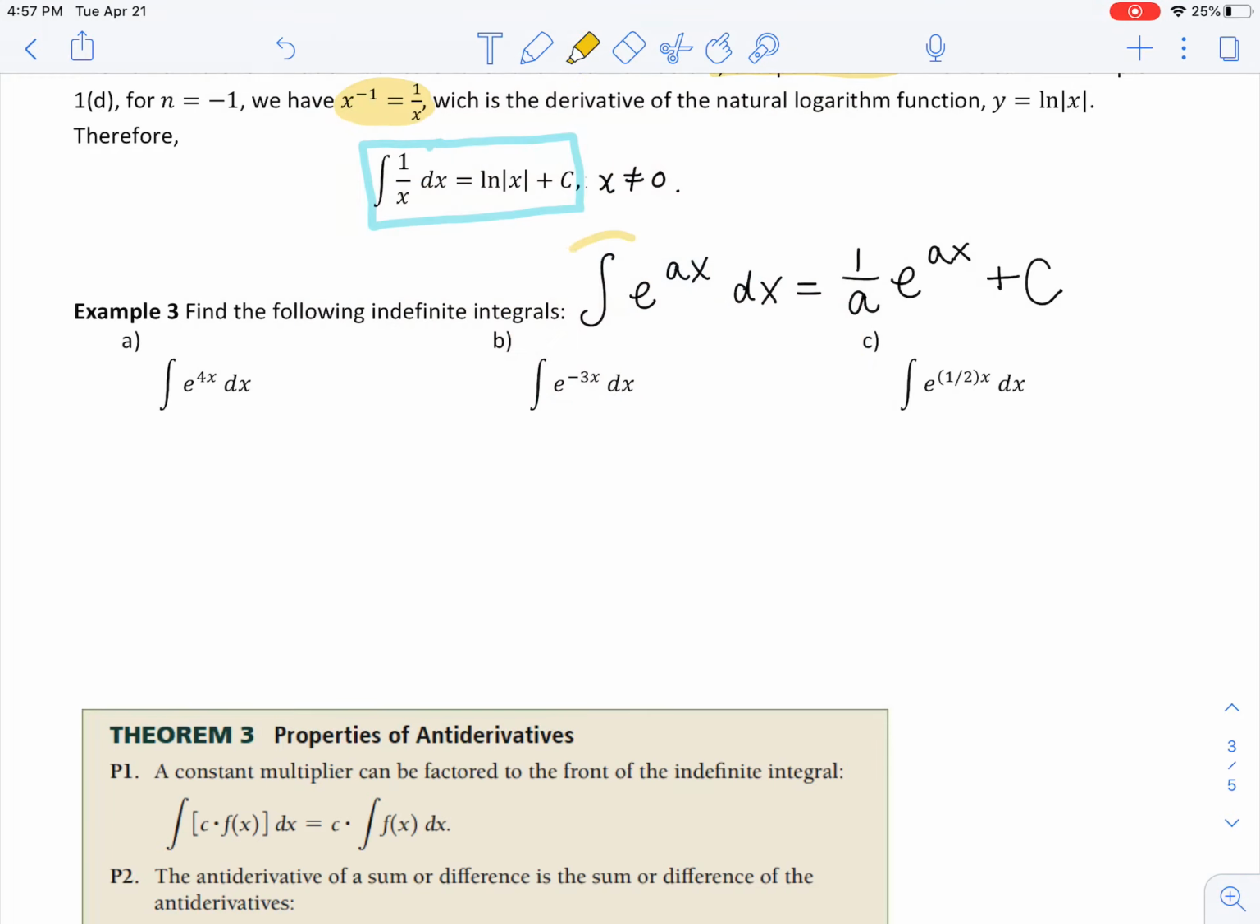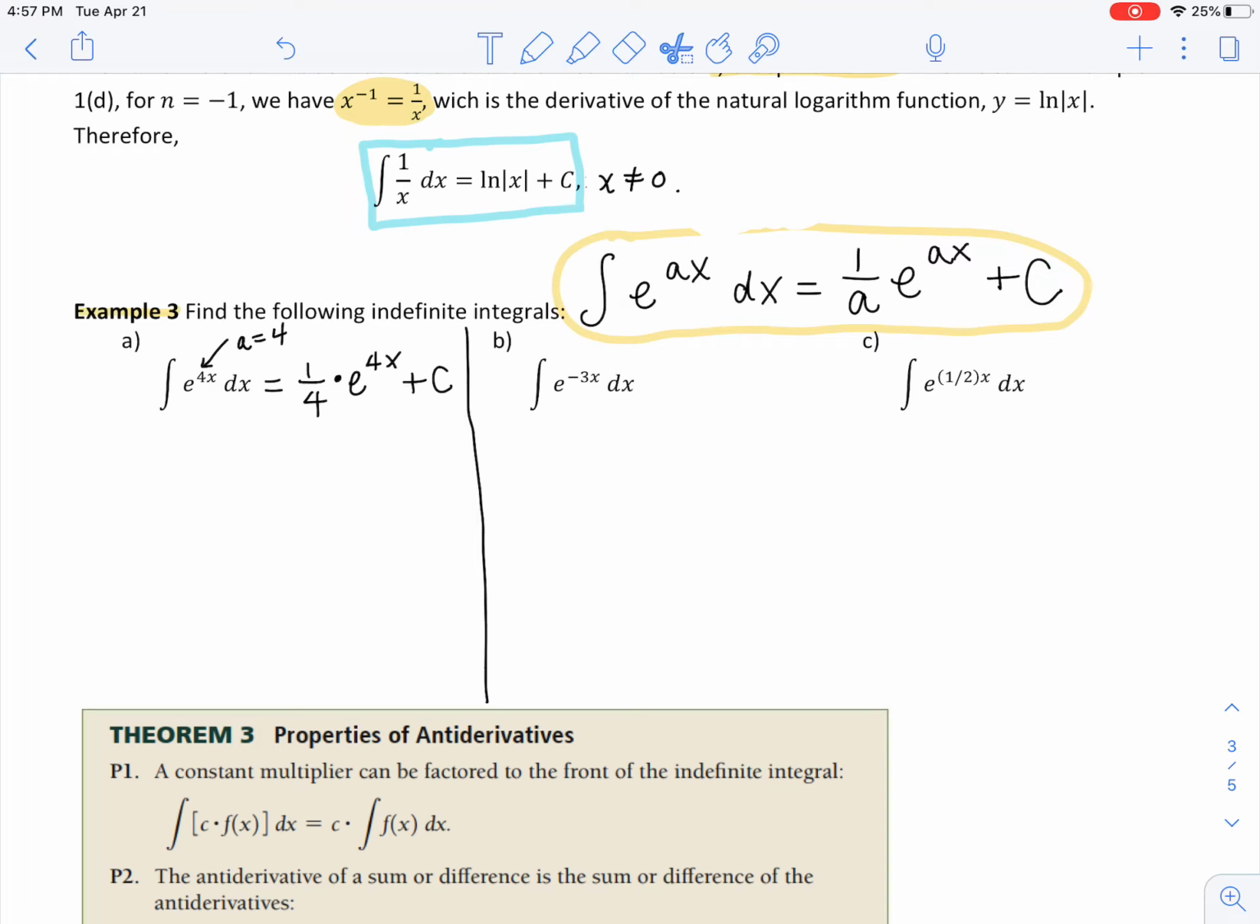Now, let's bring this down to our example 3, I believe. And then use this rule and actually check the answers for A, B, and C. And we're going to be convinced that, oh, okay, this rule really works. Okay, so let's use this rule for example number 3 here. Okay, alrighty. First one. What's a in the first problem? A is 4, isn't it? Here a is 4.